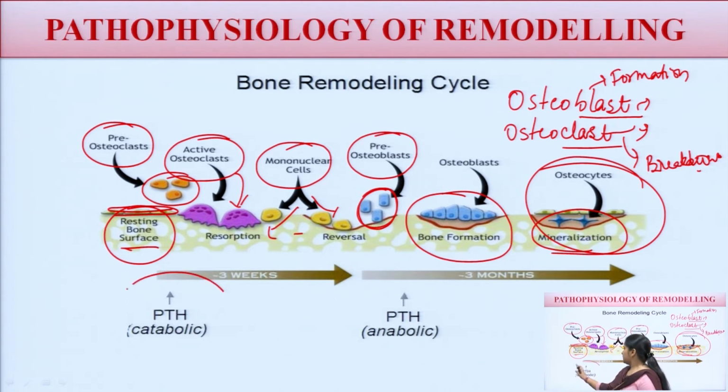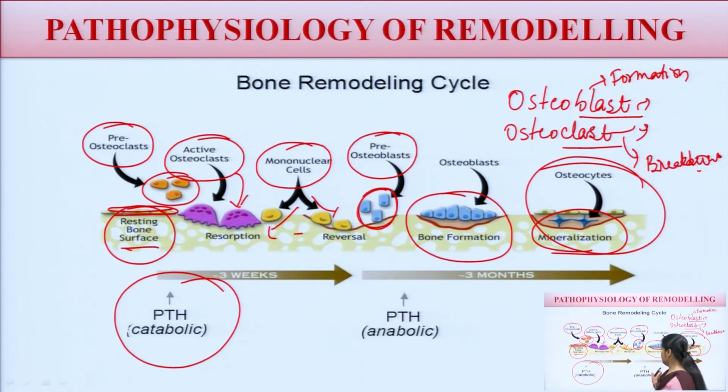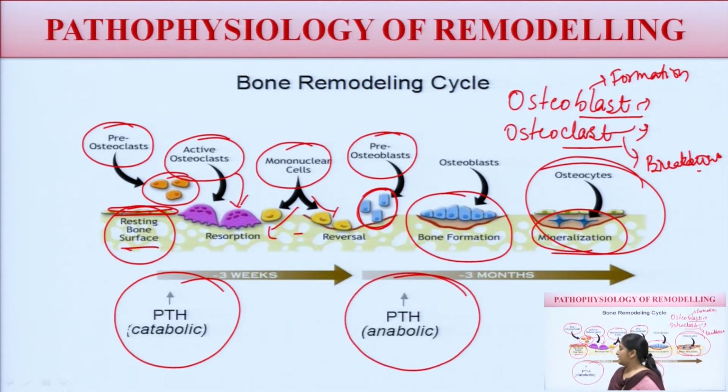Now, this is in the presence of the parathyroid hormones, that is a catabolic process. Catabolic means this is a breakdown process, right, and this is the anabolic process in which the bones will form. So, this is the pathophysiology of the remodeling.